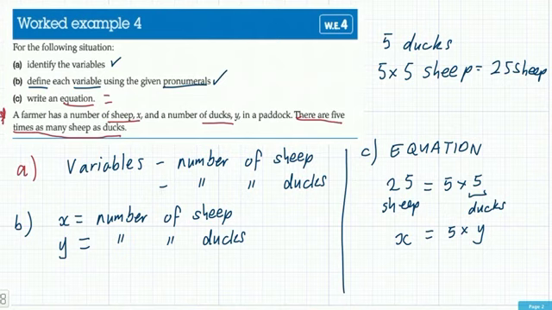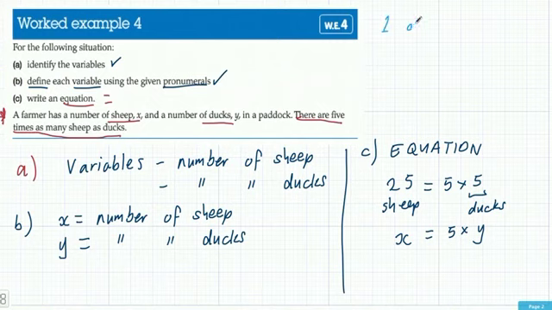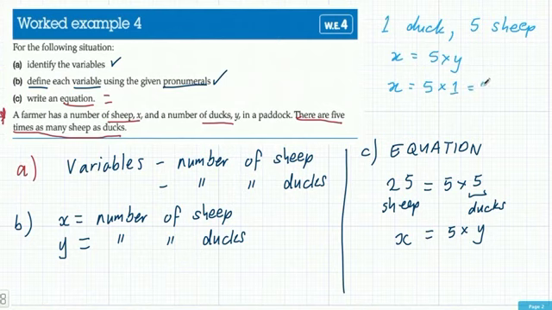So now we can try this again. I'll try it up the top here. Let's say we had 1 duck. How many sheep should we have? If we have 1 duck, we should have 5 times as many sheep, so we should have 5 sheep. So let's check that. X equals 5 times Y. X is the number of sheep, 5 times the number of ducks, which here is 1 duck, that's 5. So that makes sense. This rule is correct. If you want to simplify this rule, you could simplify it. It would be the same as x equals 5y.